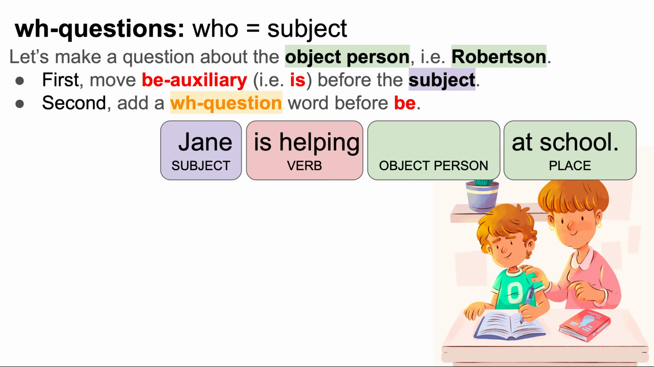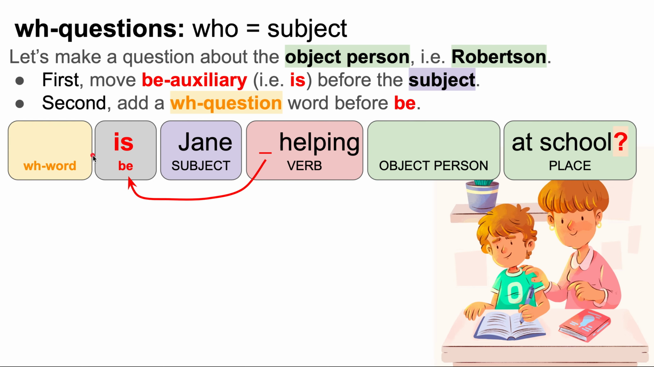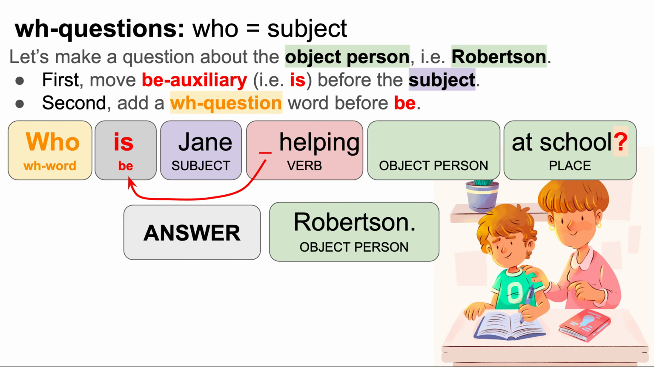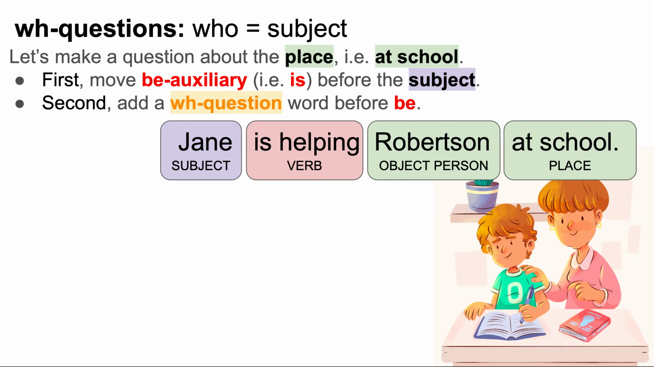So, let's make a question with the object person, that is Robertson. Jane is helping at school. Okay, well, I want to find out the object person. Well, first I need to move the be auxiliary before the subject. Here the be auxiliary is. So, is Jane helping at school? Second, I want to ask a question about the object person, so I need to add a WH word. The WH word for an object person is who. Who is Jane helping at school? Question: who is Jane helping at school? Answer: Robertson.